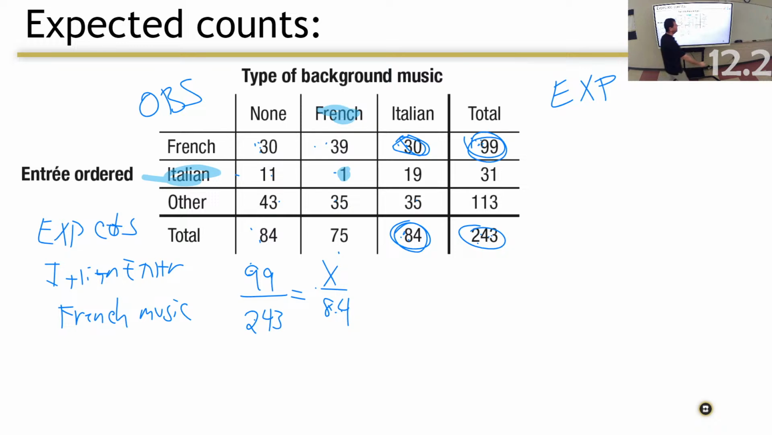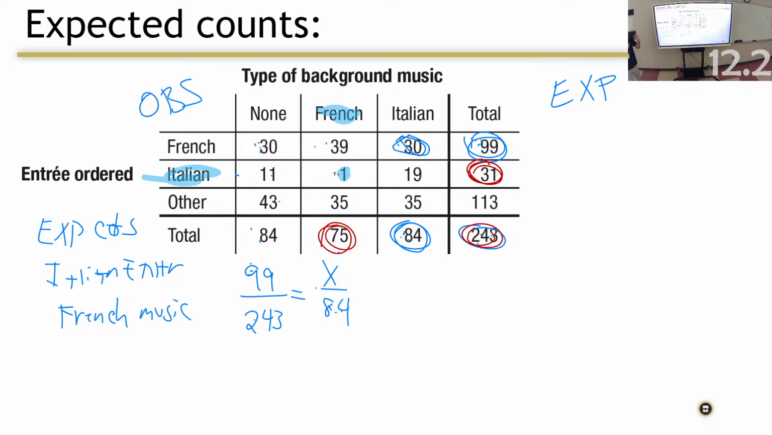So what you do is you go to the French total, 75, and you go to the Italian total, the 31. And you're going to multiply those two together, and then divide it by the table total, 243. That would be my expected count right there. Hopefully that number is greater than 5. If it's not greater than 5, then I can't do all these because we don't fit the condition.